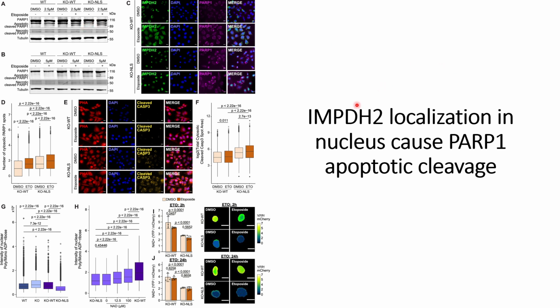I hope you understood their final conclusions: the role of IMPDH2 towards PARP1 apoptotic cleavage, and thereby helping in maintaining the cells and preventing them from moving into the energy deprivation state. If you need to understand more about these experiments in detail, you can go through the reference provided in the description. That's all for this video.